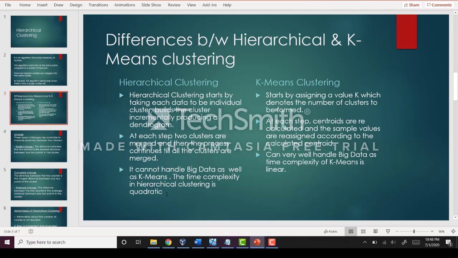In hierarchical clustering, the main disadvantage is that it cannot handle big data as well as k-means clustering does. This is because hierarchical clustering has a time complexity which is quadratic, whereas k-means clustering has a time complexity that is linear.